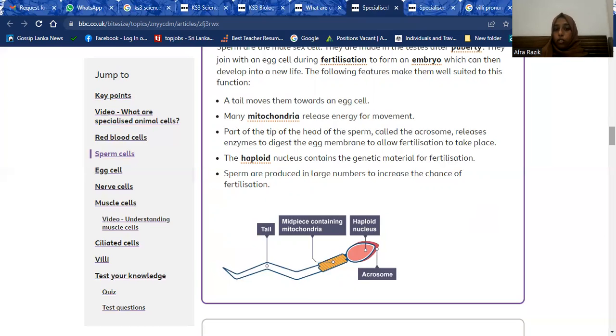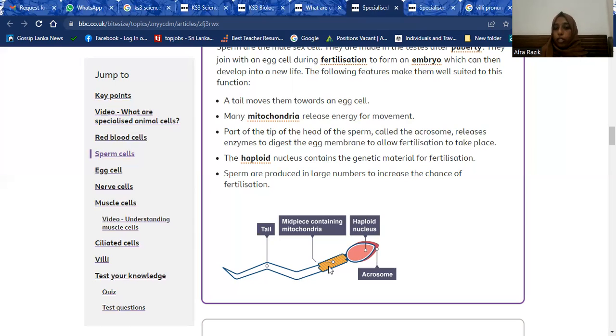Then many mitochondria release energy for movement. You can see the structure of a sperm. You have many mitochondria in the middle, the head is here, the body, and the tail is somewhere here. In the middle part many mitochondria are there. It helps to release energy, and this energy helps them with fast swimming and locomotion.